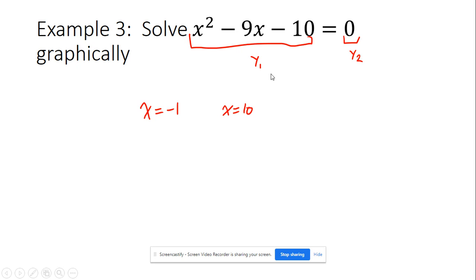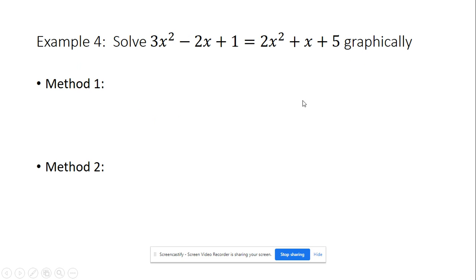Okay, and example 3. 3x squared minus 2x plus 1 equals 2x squared plus x plus 5. Now in this case, I'm going to show that there's two methods to solving this one graphically here. What's different right here is just that there's two sides to the equal sign, and in the other two examples I did, it was always equal to 0.